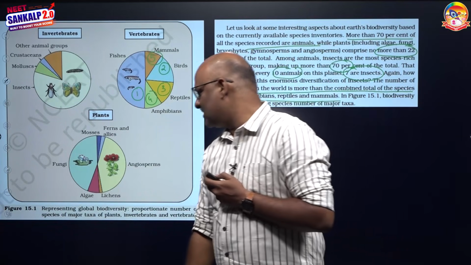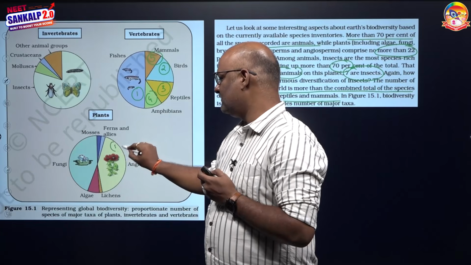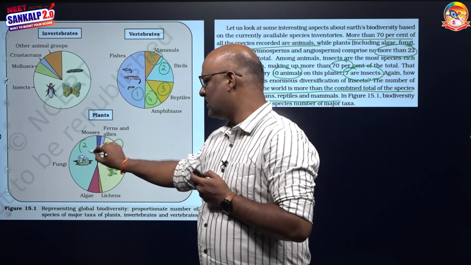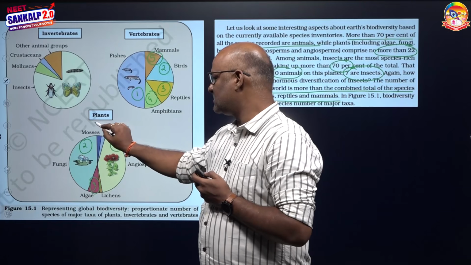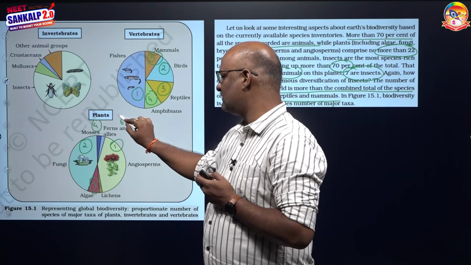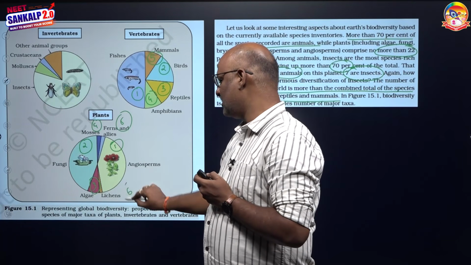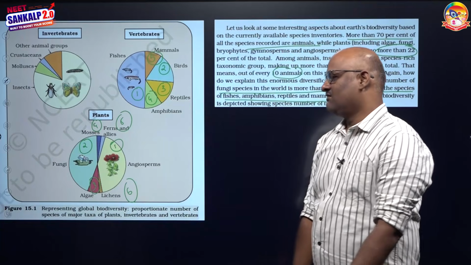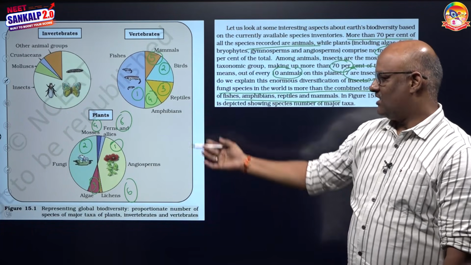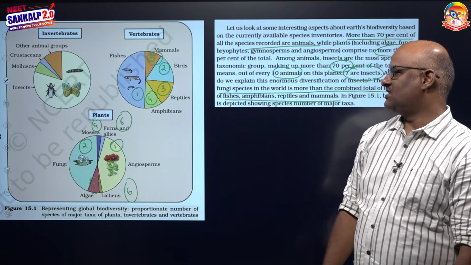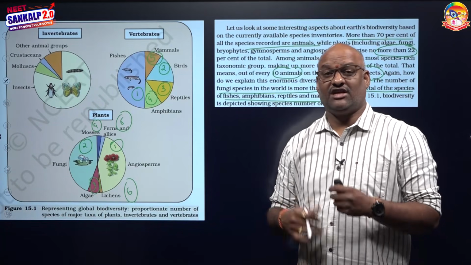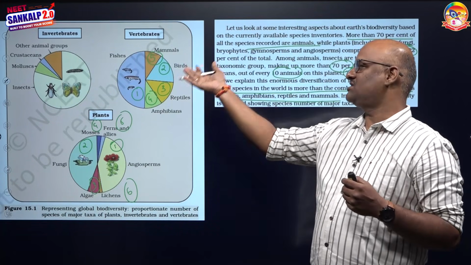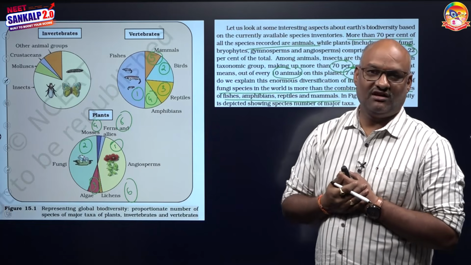Whereas if we go with the plants, angiosperms occupy the first position, fungi the second position, then algae the third position, mosses the fourth position, ferns and lilies the fifth position, then lichens the sixth position. Like this, we have the different types of organisms present here in these plants. So, this is how you can tell the biodiversity of different types of organisms, either invertebrates or vertebrates, and the number of plants.